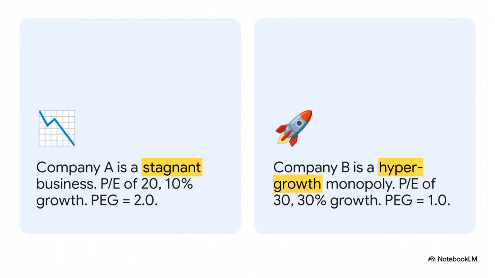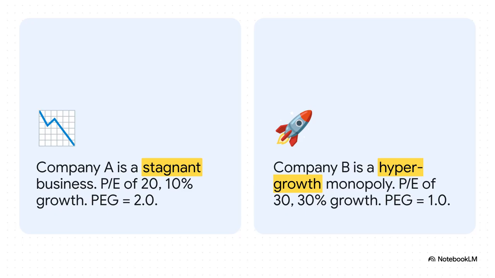Let's look at a really stark mathematical contrast to put this into perspective. Say we have company A, which is a pretty stagnant business. It has a PE of 20, and it's growing its earnings at just 10% a year. So 20 divided by 10 gives us a PEG of 2.0.